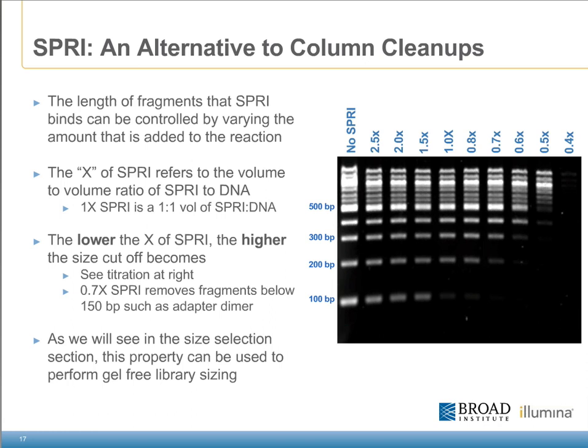But we find that anything between a 0.5 and a 2.5x SPRI can be manipulated to sort of do a crude sizing. And as we'll see in a few slides in the size selection section, you can use this property to do a sizing, and you can actually do what we call a double-sided SPRI, which I'll talk about later, to sort of get rid of both high and low fragments this way.